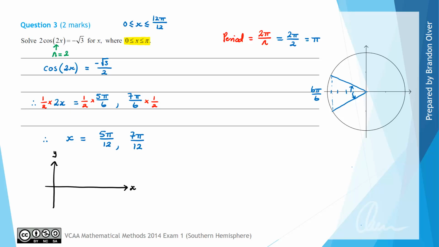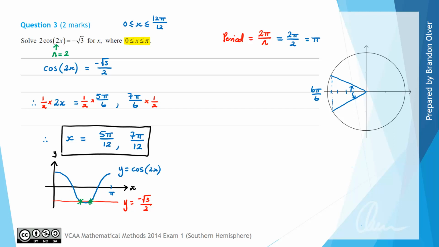And if we continue with our sketch, if we just graph cos of 2x, that would look like this, between 0 and pi, because we know one revolution is 1 pi. So that is y equals cos of 2x. And then if we were to sketch y equals negative root 3 on 2, that would be this line here. And as you can see, there's only 2 points of intersection, the ones we found just before, which were x equals 5 pi on 12 and x equals 7 pi on 12. So that is the answer to this question.